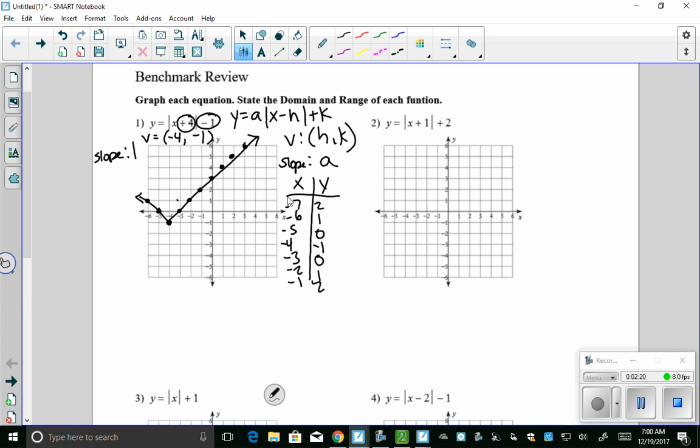It also says to state the domain and range. Well, the domain for this absolute value function is going to be all real numbers because it extends all the way to the left and all the way to the right. It's never going to stop increasing. So the range for this function is going to be the lowest point, which is -1, all the way to its highest point. Here again, it's never going to stop increasing, so it's going to go to infinity, and that should be a bracket. So that is how I find my range.